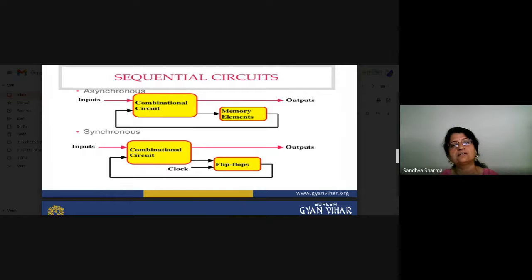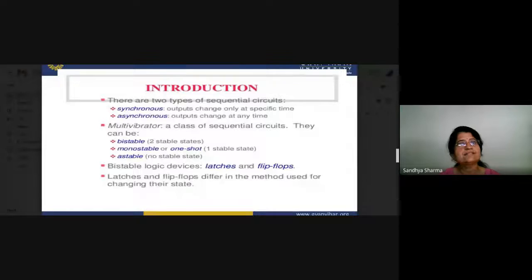Before starting the counter, we will discuss the basic definitions of synchronous and asynchronous. If we are talking about an asynchronous system, as we have already seen, the system output changes at any time. There is no specific time for a change in output. But if we are talking about synchronous, the output changes only at a specific time.